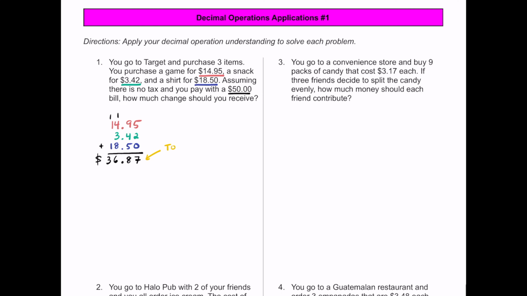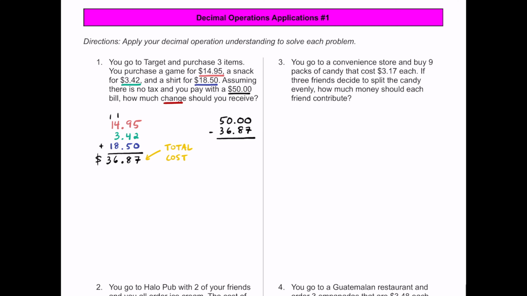Now keep in mind that this $36.87, this is not how much change you're going to receive, this is how much you are going to be spending. So this is everything together. And so if we want to find out how much change you're going to receive, we have to go ahead and subtract. So for this change over here, we're going to take the $50, and we need to line up decimals when we are adding and subtracting. So it's going to be 50, and we're going to take away this $36.87.